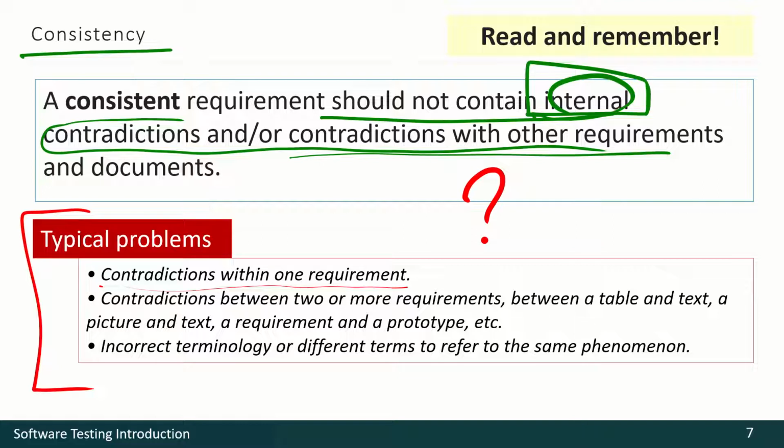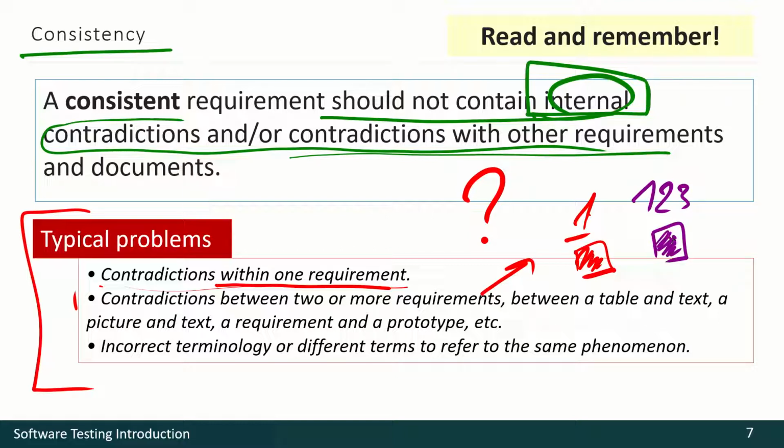How may a user who does not have proper permissions successfully log into the system? This is a contradiction within one requirement. Then there are contradictions between several requirements. For instance, in requirement number 1, it is stated that a button should be red. In requirement number 123, about the same button, it is stated that the button should be magenta. So which color should this button be? This is a contradiction between requirements.